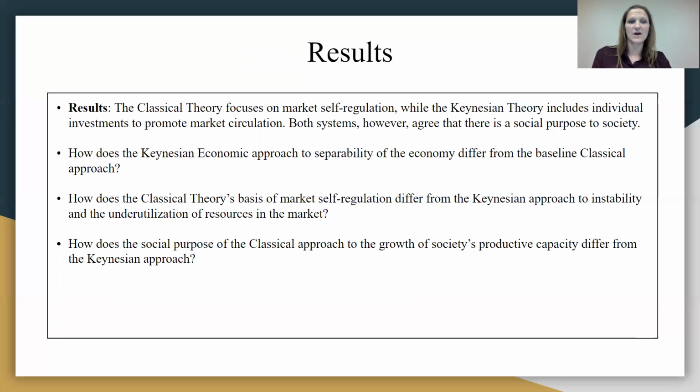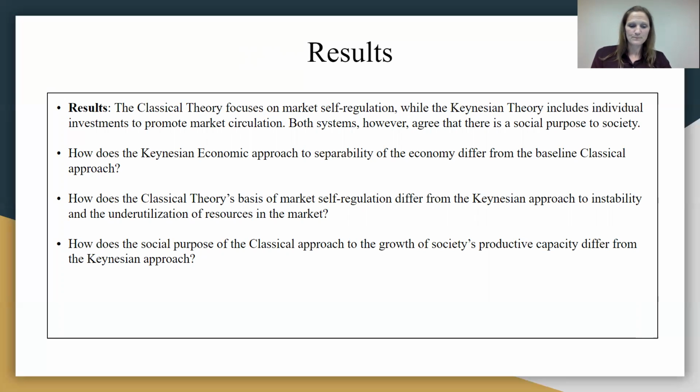Question 2: how does the classical theory's basis of market self-regulation differ from the Keynesian approach to instability in the underutilization of resources in the market? The classical economic theory consists of a circular production process where outputs from one production process are the inputs to another production process. So the flows from output to input must return to its starting point and begin again. This theory contends that while an individual may fail, the entire market will not fail.